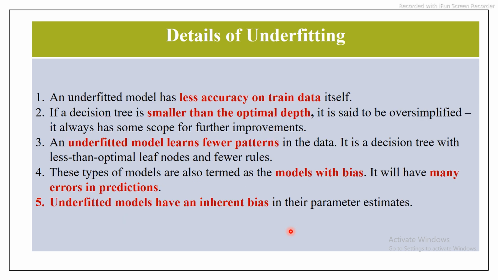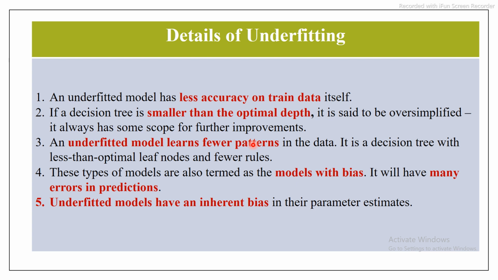Okay, then there comes the concept of underfitting. Less accuracy on the training data, and also low accuracy on the test data. This is also problematic. If a decision tree is smaller than the optimal depth, it is said to be oversimplified and it has some scope for further improvement. Let's say the depth is very low. In that case also it is underfitting, and an underfitted model learns fewer patterns. That is also a problem, because if your data set has, let's say, 10 patterns, but the underfitted model is going to learn only 2-3 patterns, that is problematic.